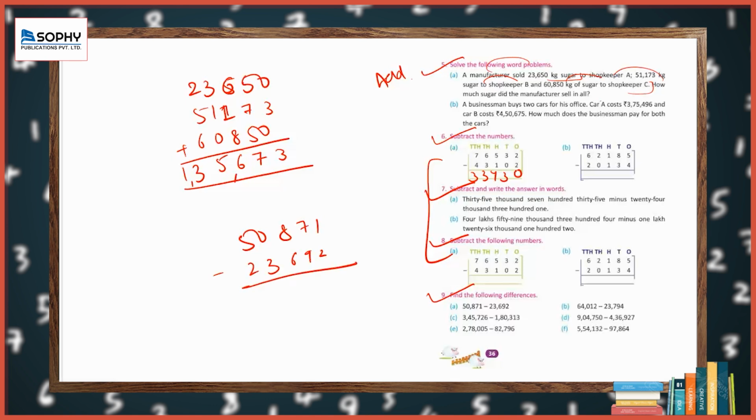23,692. So 1 minus 2 not possible, it's 11. Then here will be 16. Here we have 7 and here we will have 10 and here we will have 4. So the answer is 11 minus 2 is, very good, students, that is 9. 16 minus 9 is 7. 7 minus 6, 1. 10 minus 3, very good, students, 7. 4 minus 2 is 2. So 27,179 is the correct answer.